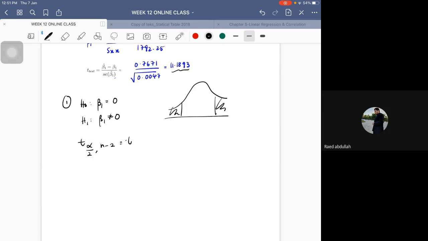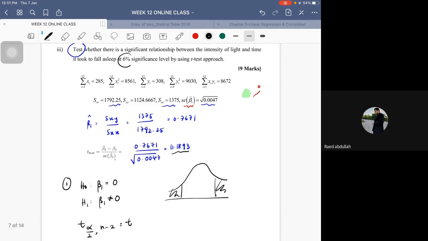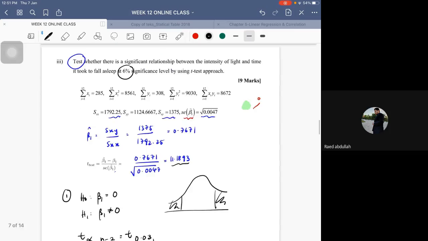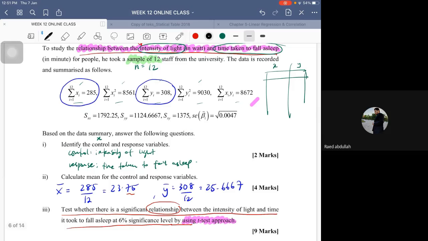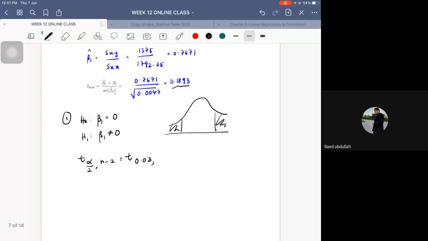For our case, what is going to be the alpha value? Alpha is given by 6%, so that is 0.06 divided by 2, so I'm going to have 0.03. Then n minus 2. From the information given, we know that n is going to take a value of 12, so 12 minus 2 is going to be a value of 10. So that is going to be our critical value.